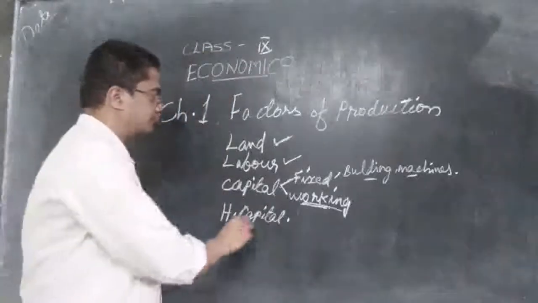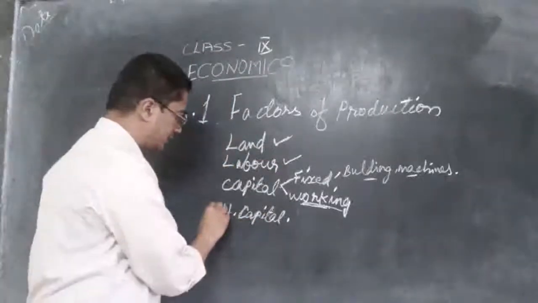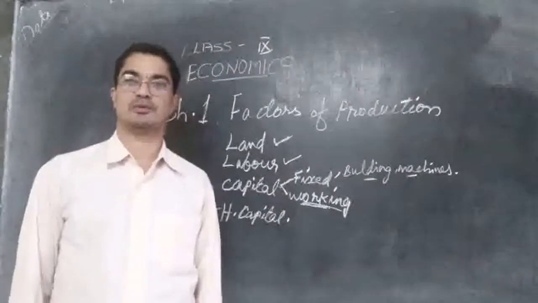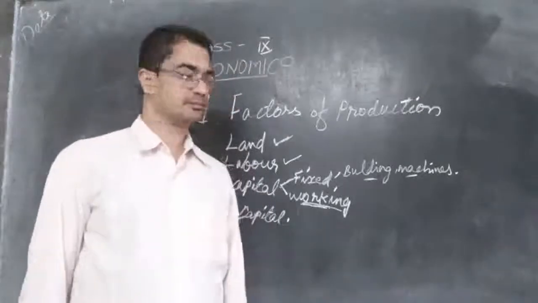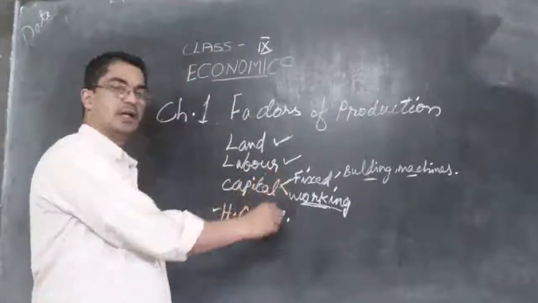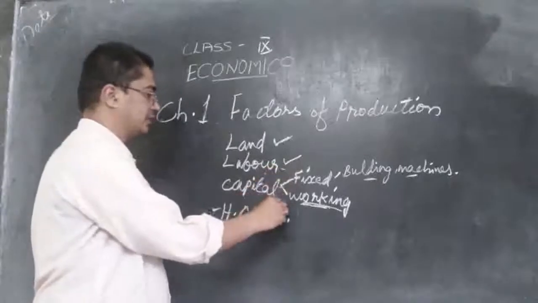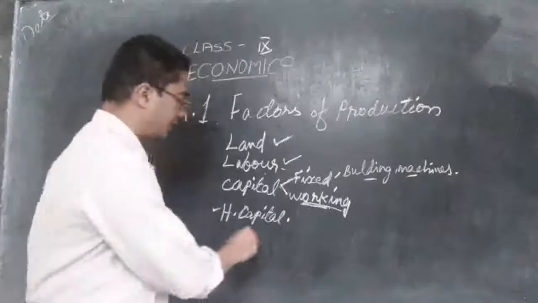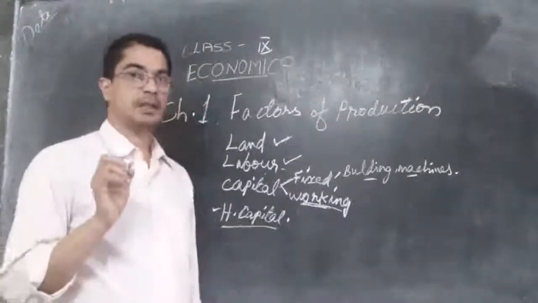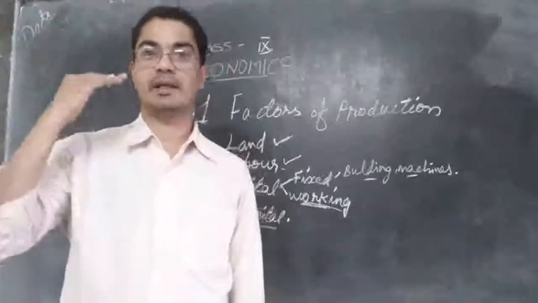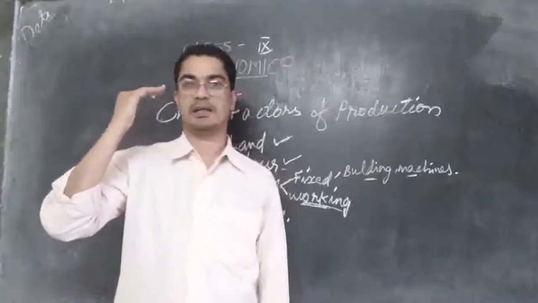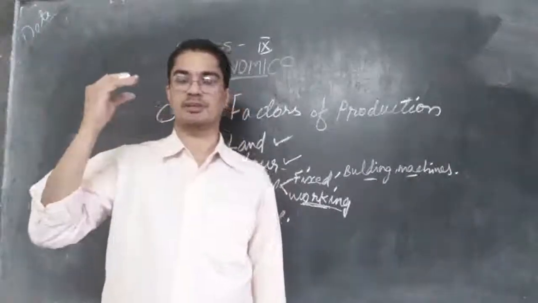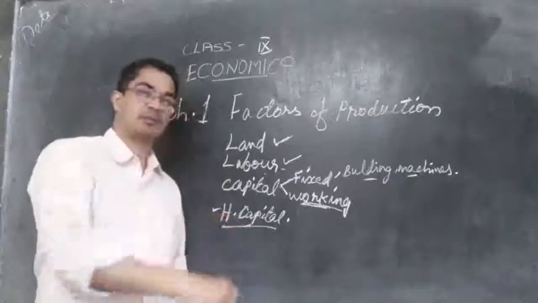Then another important factor of production is human capital. You may be able to understand what is human capital. So all these works are done by human beings. The labor, the making the fixed capital, all that. So human capital, we can say it is the ability of the person, the intellect of the persons. His thinking capacity, his planning, his vision, all that is called human capital.